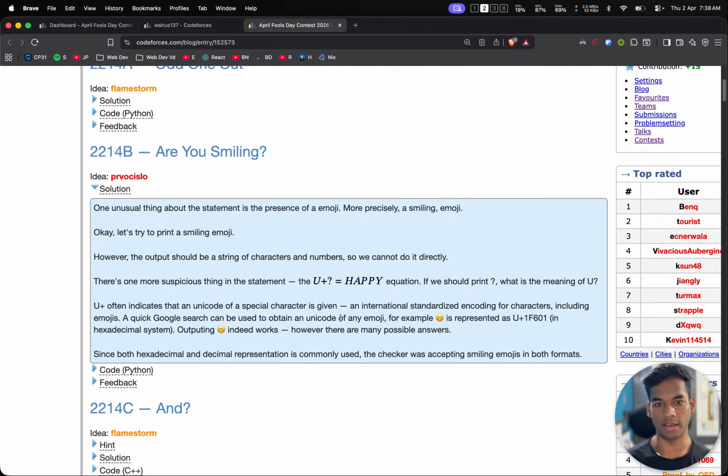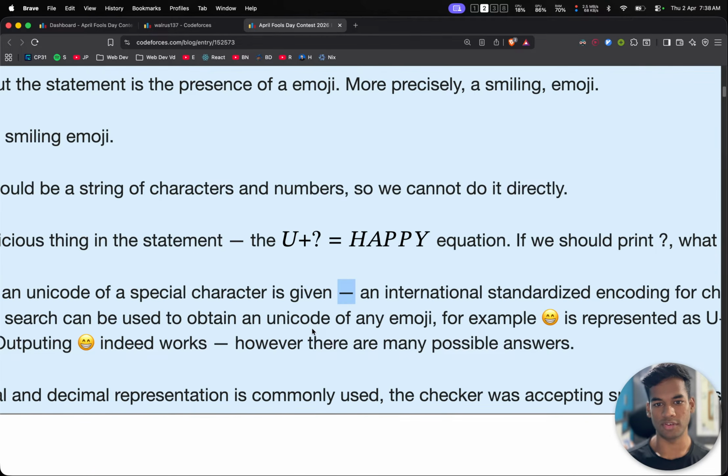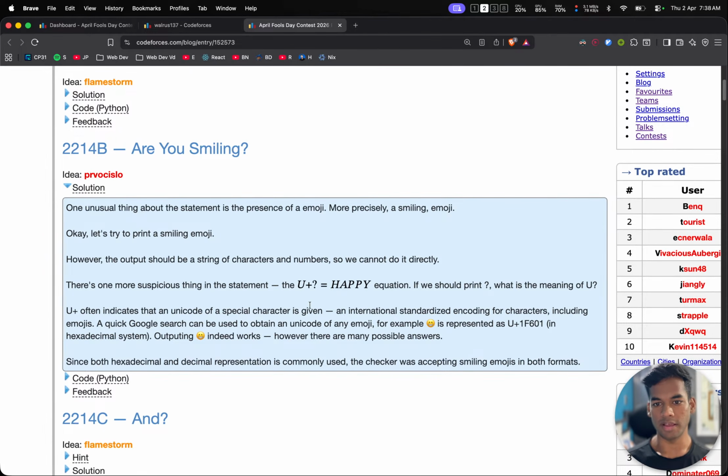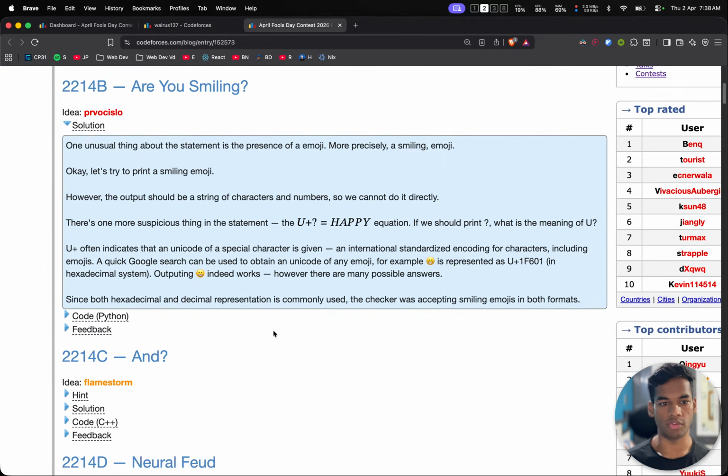Okay, this was written by AI, like the em dash is here. An international standardized encoding for characters, including emojis. A quick Google search can be used to obtain the Unicode of any emoji. For example, this is represented as this. So the answer was 1F601 in hexadecimal, and outputting this indeed works. However, there are many possible answers.